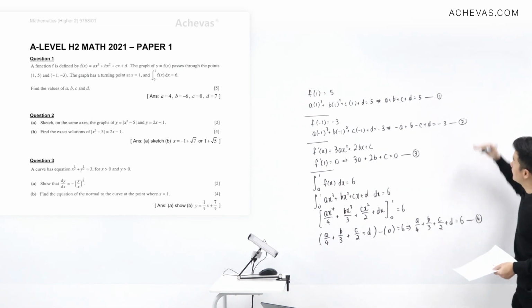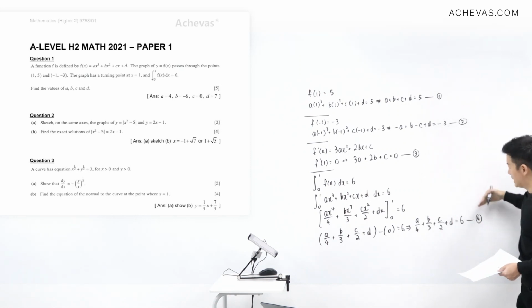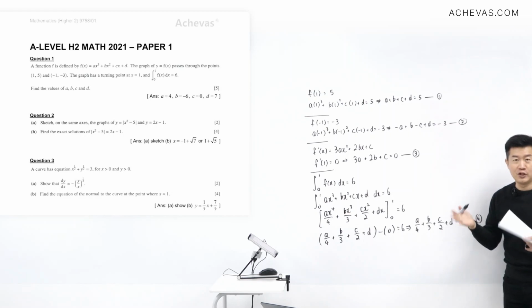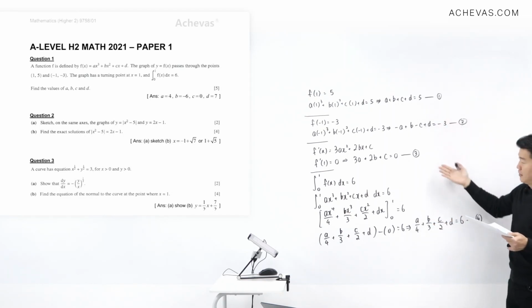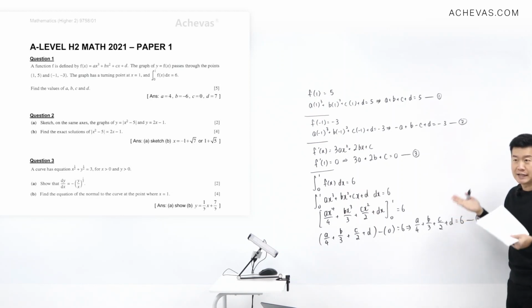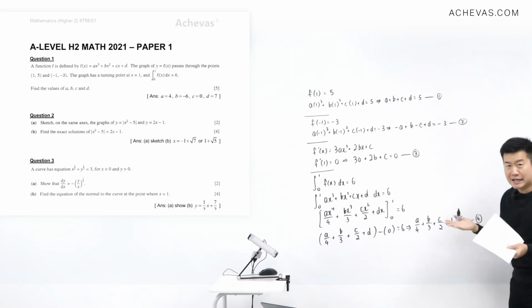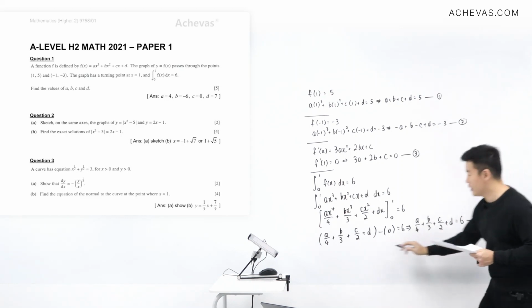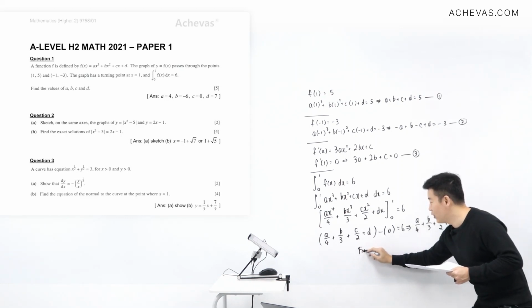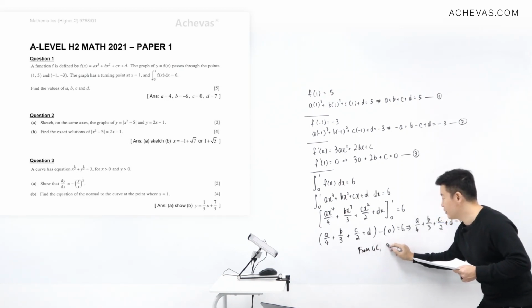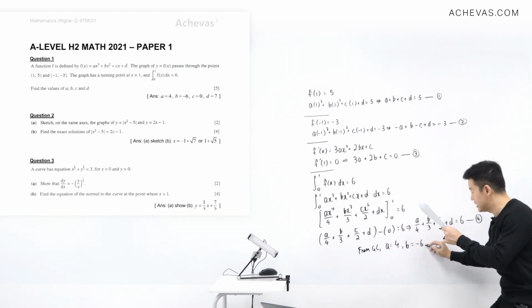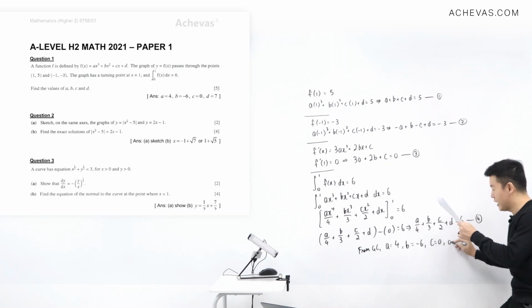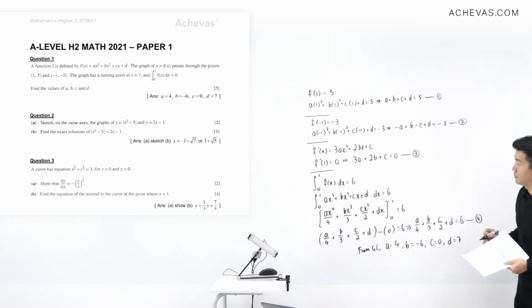I'm going to put these into the feature in my graphing calculator to let my calculator solve these 4 equations simultaneously, and they are linear. So I'm going to key it into my graphing calculator. From my graphing calculator, I get the values: a is equal to 4, b is equal to -6, c is 0, and d is equal to 7.